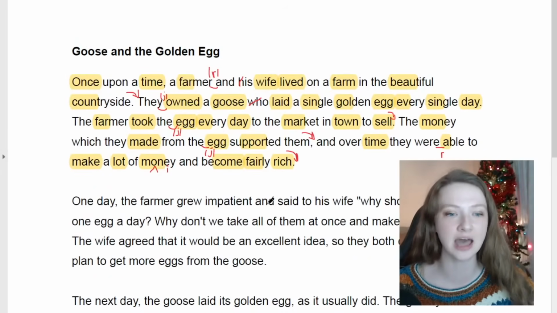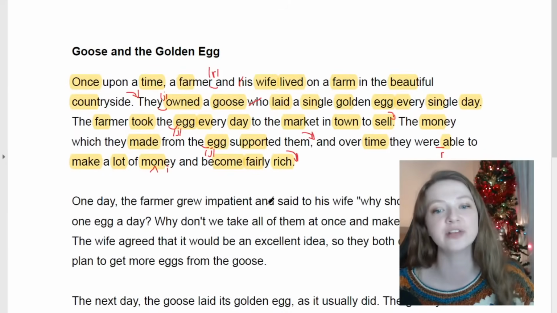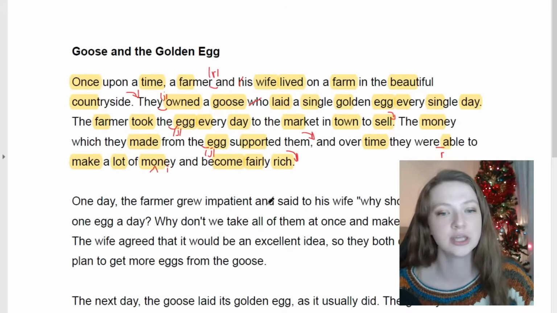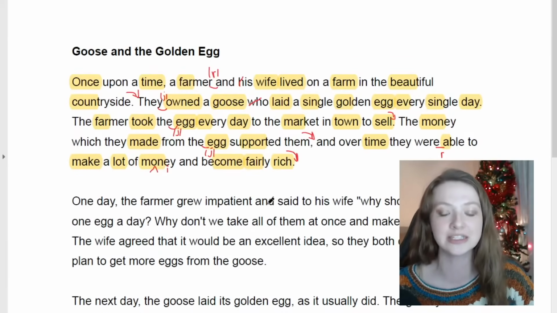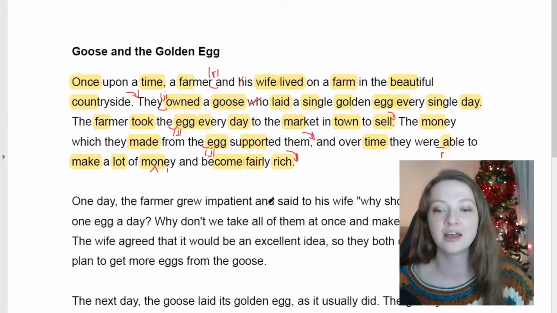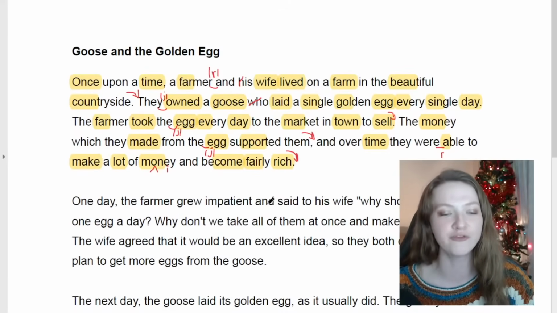Once upon a time, a farmer and his wife lived on a farm in the beautiful countryside. They owned a goose who laid a single golden egg every single day. The farmer took the egg every day to the market in town to sell. The money which they made from the egg supported them, and over time they were able to make a lot of money and become fairly rich.